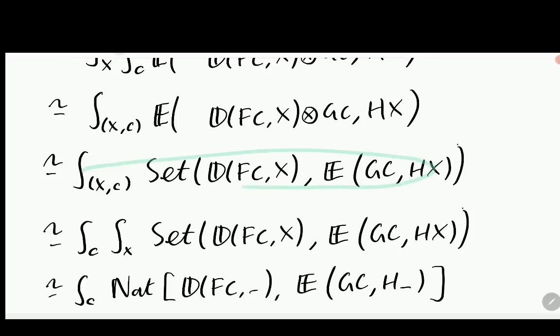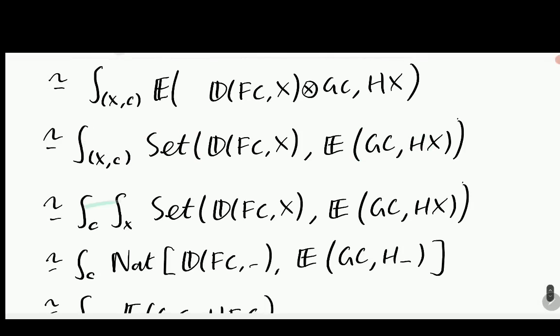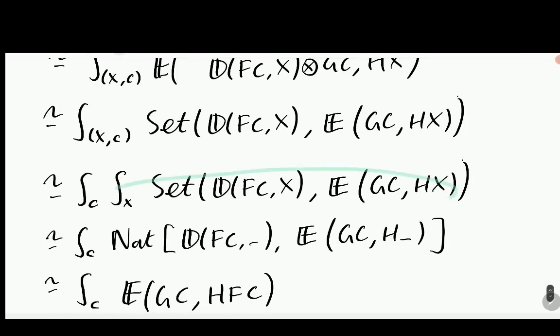So we get this sort of thing. Now again, we can apply Fubini, so we can integrate over these two variables separately. Now inside here, this looks like the set of natural transformations from this functor to this functor. In other words, if we rewrite this stuff using natural transformations as ends, we get this.